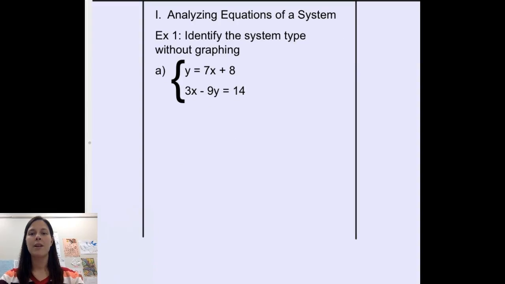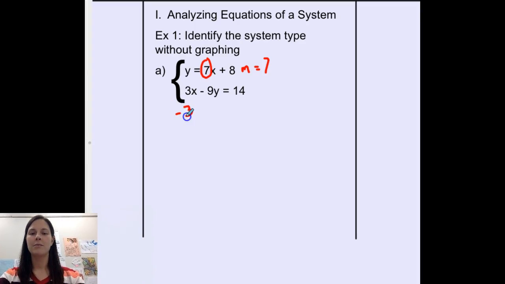Our first system, the first equation is already solved for, so we can identify the slope right away for our first equation. Remember, the slope is the coefficient of x, or the number that's being multiplied by x when y is solved for. So looking at our second equation, we do not have y alone, so we cannot tell what the slope is just yet.